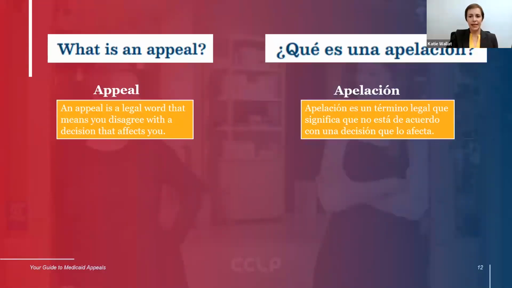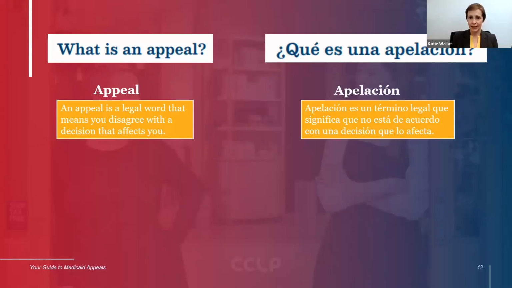So what do we mean when we say request an appeal? What are we talking about here? An appeal is a legal word that means you disagree with a decision that affects you. So it's the same word that we use in legal cases in court when someone disagrees with the decision a judge has made. So I'm found liable for something, I disagree with that, I appeal that case, right?